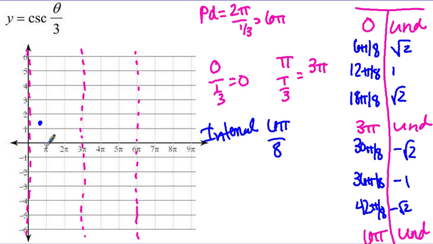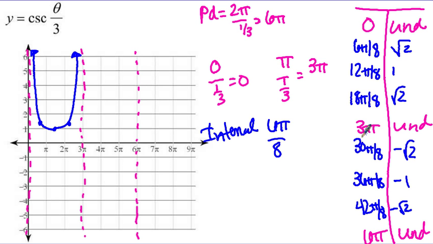12 over 8 would be 1.5, so I'm going to go to 1.5. Just go here at the 1. 18 over 8 would be about 2.25, so that is here, the square root of 2. Sometimes you might just have to estimate in between things, and that's okay.